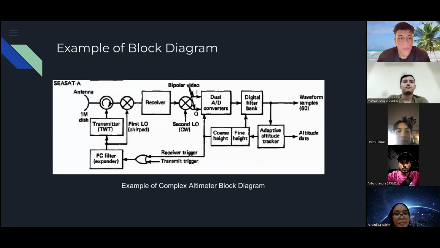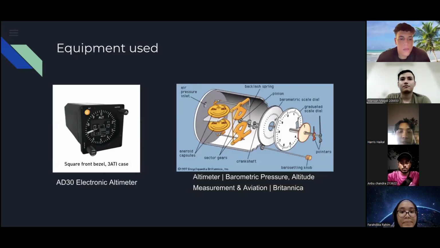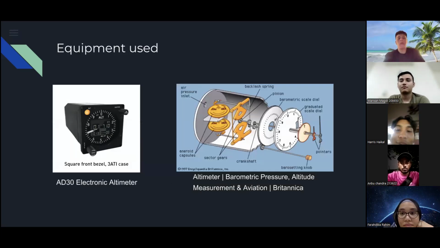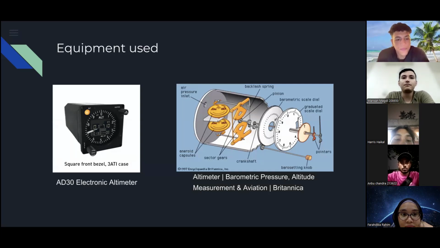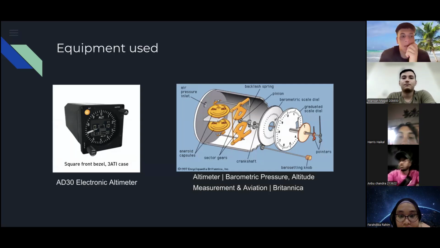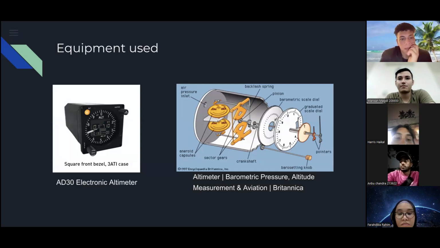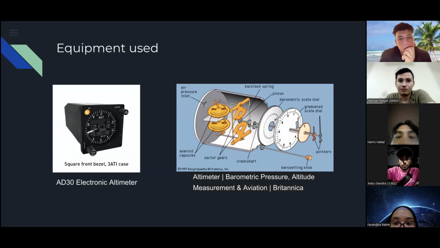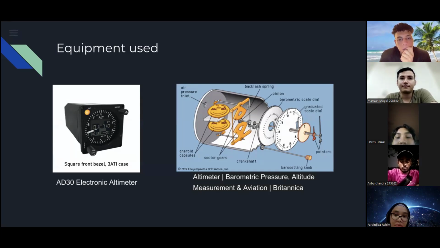Okay, so this is the equipment used. Usually this is quite a simple altimeter that is used for the altitude control. The first one is the 8030 electronic altimeter. The second one is the barometric pressure altimeter, which is included for barometric pressure altitude measurement and aviation. Next slide.